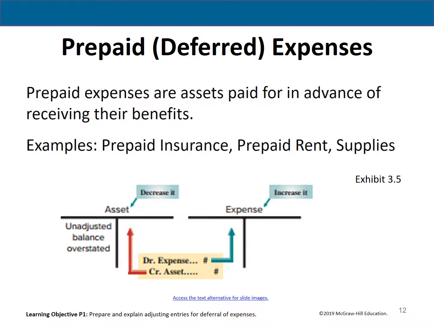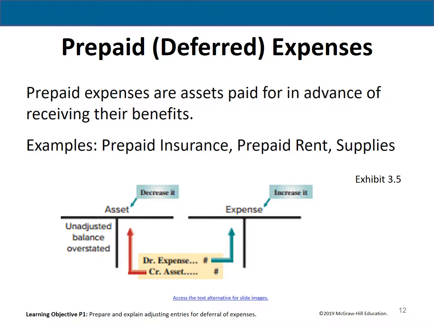The key is when you made that payment, you debited an asset, usually prepaid expense, and credited cash. The same thing could happen with rent. You could prepay it. And supplies are also considered a prepaid expense.